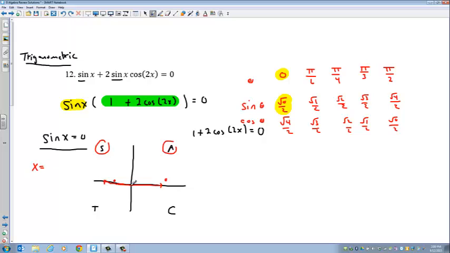So I look at my picture and say, well, the first answer is 0. And then if you go pi radians over here, you get another answer. Pi, you get another answer. Plus pi n, where n is an element of the integers.